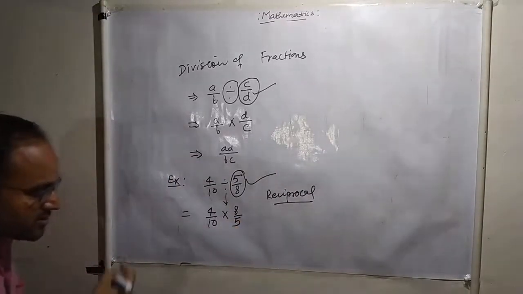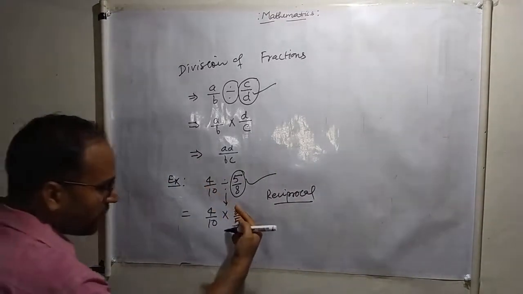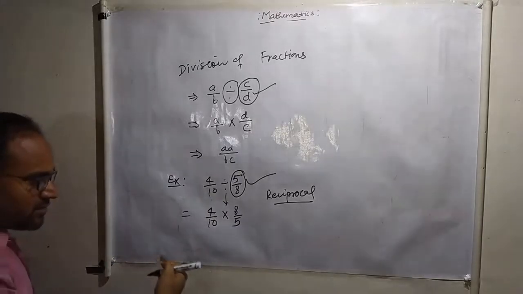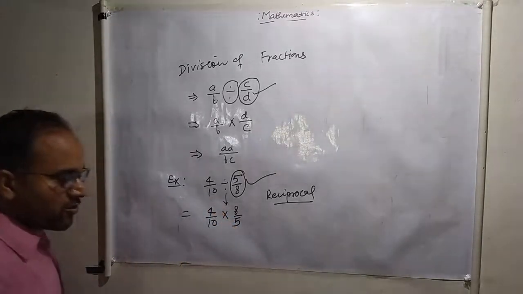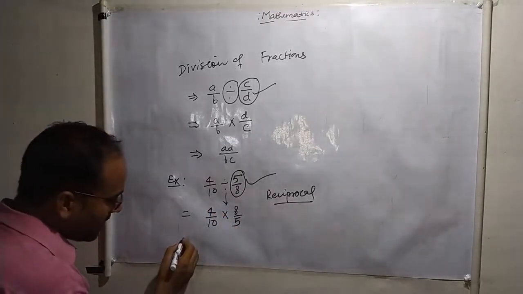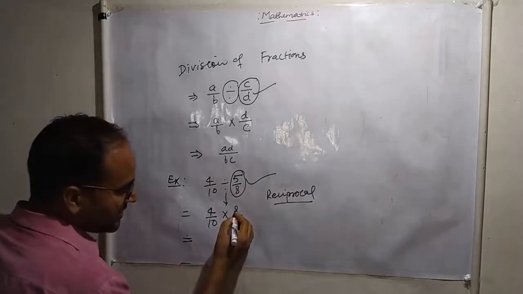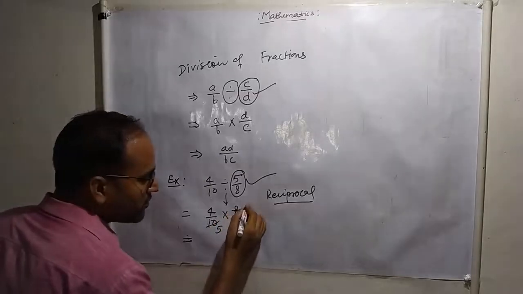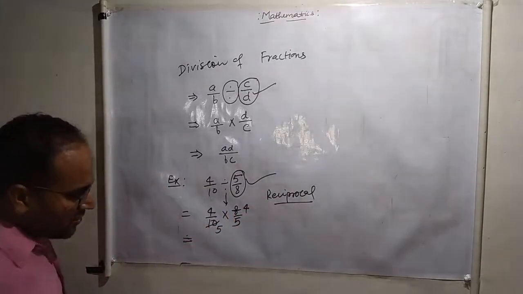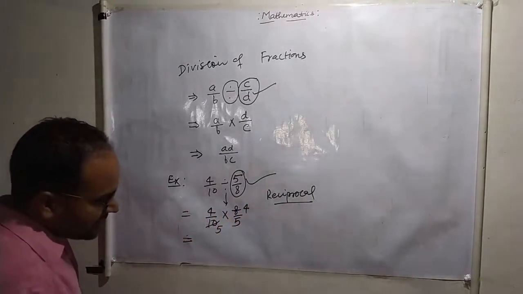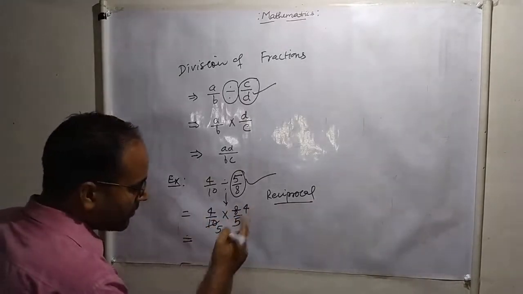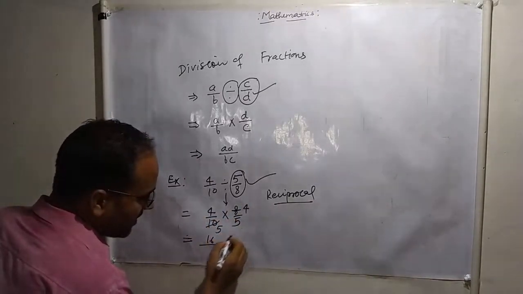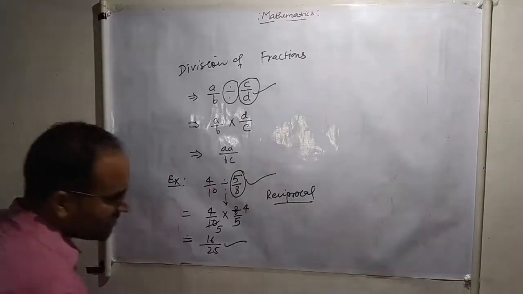If any denominator is cancelled out by any numerator, or any numerator is cancelled out by any denominator, you will cancel out and then multiply. Here 8 and 10 are cancelled out by 2. 2 5s are 10 and 2 4s are 8. After that, nothing else is going to be cancelled out. So 4 4s are 16 and 5 5s are 25. That is your answer.